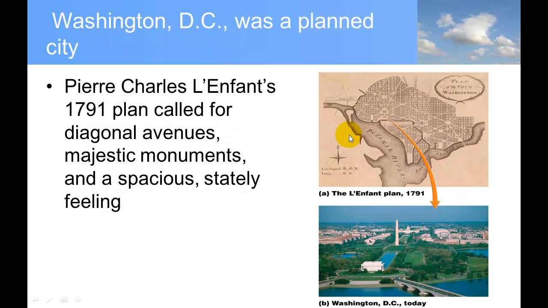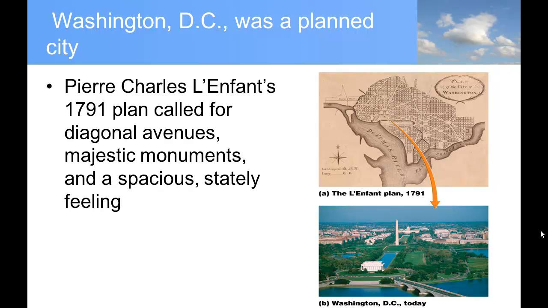So here we have some early sketches of Washington, D.C. as it was to be laid out by Pierre Charles L'Enfant, a French designer who was hired in 1791 to lay out the roadways and the basic plan and map for Washington, D.C. The plan included the diagonal avenues and the area for monuments like the Washington Monument and the Lincoln Memorial and the Jefferson Memorial and all those other monuments in Washington, D.C. that sprung up since then.